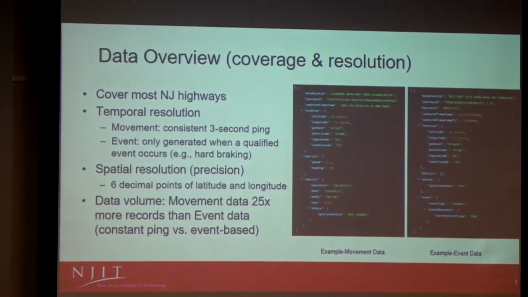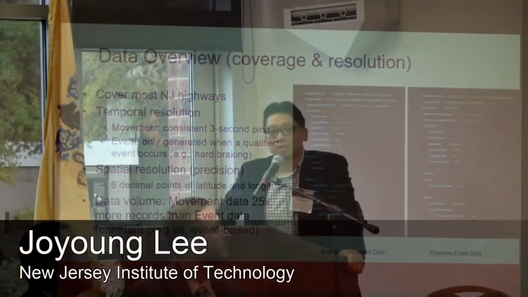One is movement data, and the other one is event data. Well, long story short, movement data include the position, like lat-long, and the event data include drivers' actions like braking, accelerating, and even wiper operations, everything. So it has a very promising data resolution in temporal and spatial aspects.